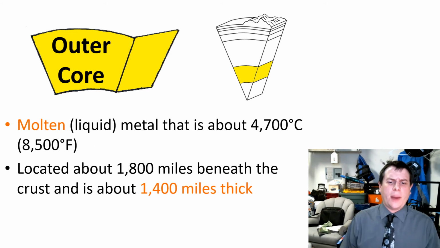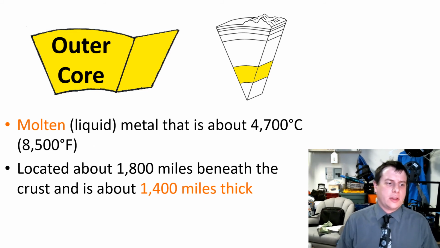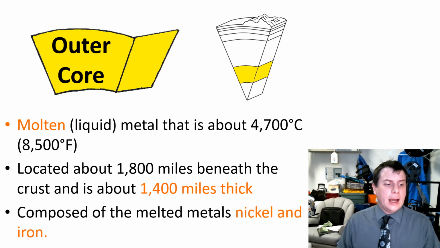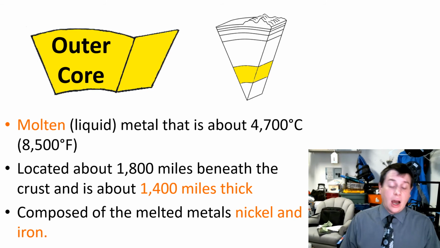It's located about 1,800 miles beneath the crust, and it's about 1,400 miles thick. It is composed of the melted metals, again, nickel and iron, mostly, although you will get traces of other metals in there as well. The deeper you go inside our Earth, the more likely you are to encounter nickel and iron, although you will also get a mixture of other heavy metals.